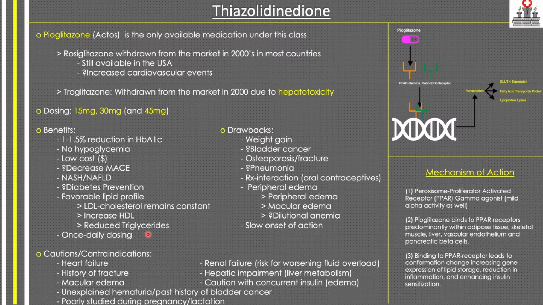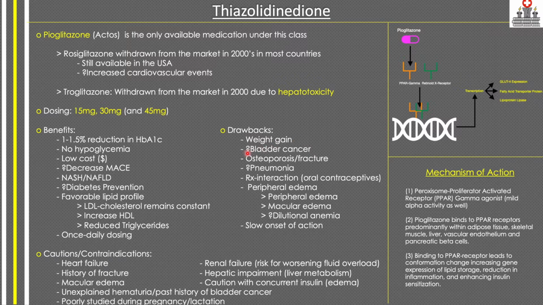But if we look at the drawbacks of pioglitazone, we note that there's weight gain, and this occurs because of the enhanced insulin sensitivity and the increased lipid storage. So again, many patients are already overweight. They're going to be quite distraught at knowing this medication will increase their weight.